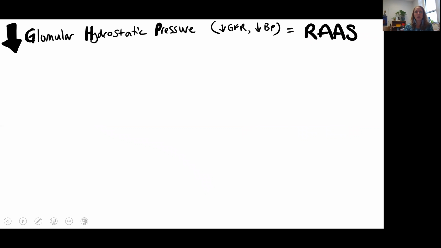Okay, so let's start with our RAS. In this case, we're going to see this renin, angiotensin, aldosterone system initiated when your glomerular hydrostatic pressure is low. If your glomerular hydrostatic pressure is low, then your glomerular filtration rate will also be low. This could also be low because of systemic blood pressure. If your systemic blood pressure is low, then clearly your glomerular hydrostatic pressure will be low. So this is the signature feature here.